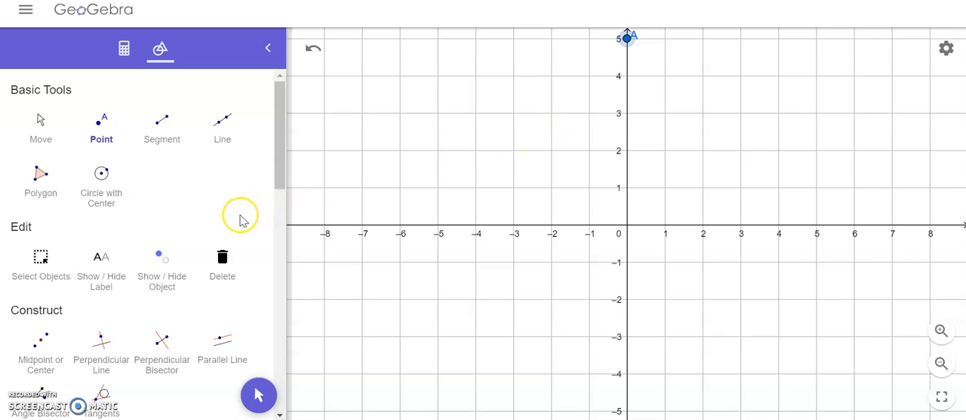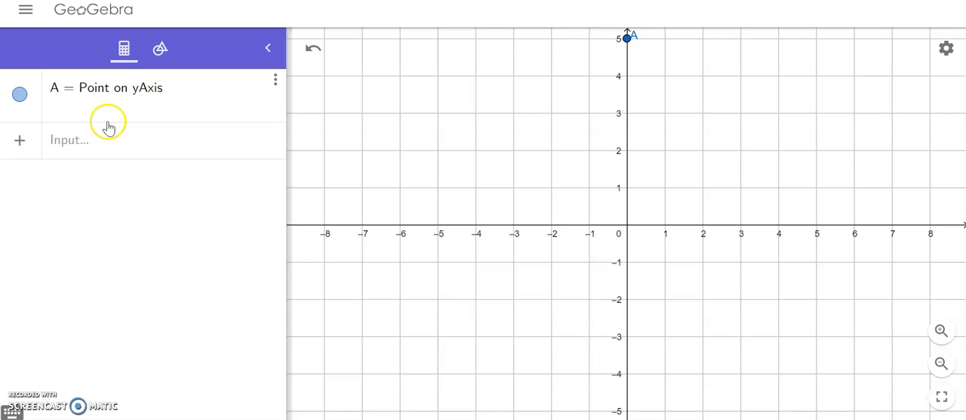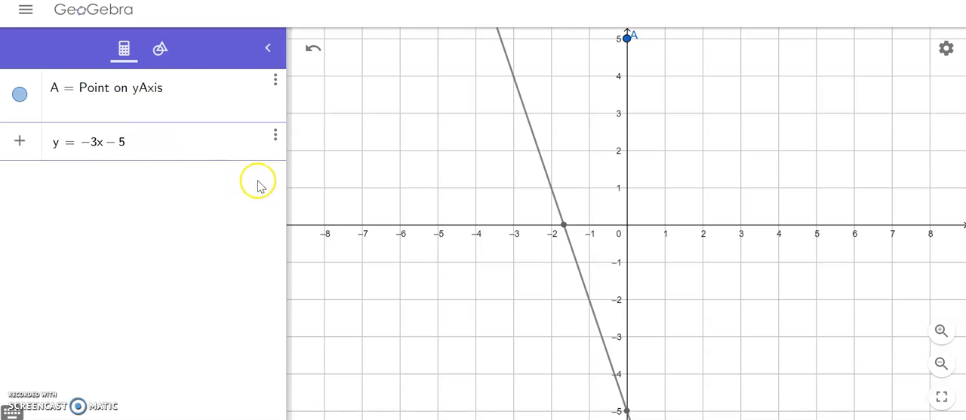Next I want to graph my line. I can do it 2 ways. I can use my line tool and graph 2 points, or I can go over here into my equation and just type in the equation of my line. So I have y equals negative 3x minus 5. And so that graphs it there.